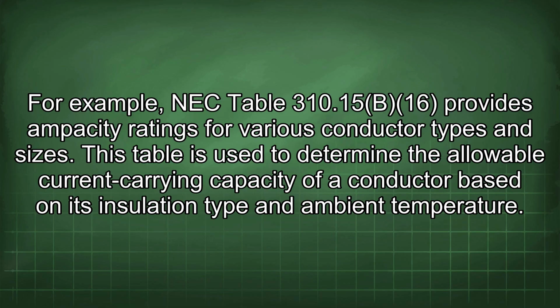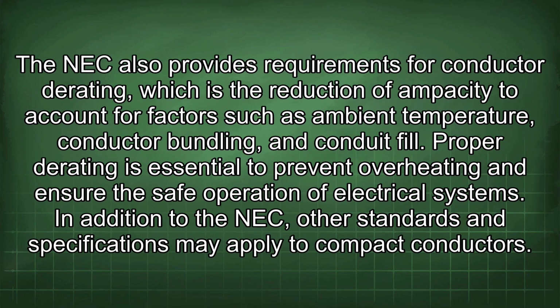For example, NEC Table 310.15(B)(16) provides ampacity ratings for various conductor types and sizes. This table is used to determine the allowable current carrying capacity of a conductor based on its insulation type and ambient temperature. The NEC also provides requirements for conductor derating, which is the reduction of ampacity to account for factors such as ambient temperature, conductor bundling, and conduit fill. Proper derating is essential to prevent overheating and ensure the safe operation of electrical systems.